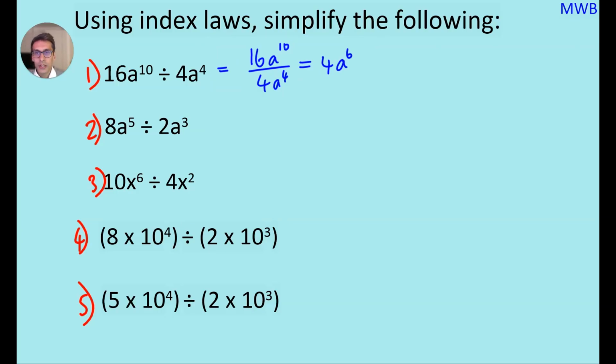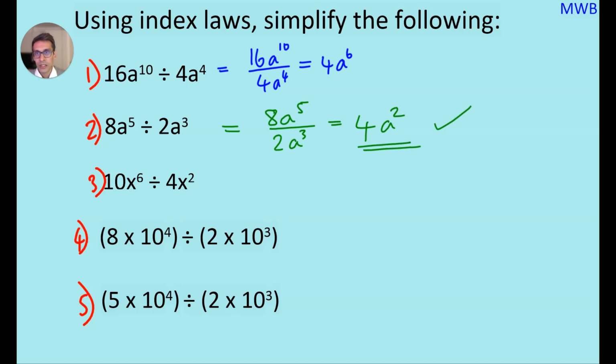First thing we want to do here is write this as a fraction. So this is going to be 8a to the power 5 over 2a cubed. Focus on the numbers first. 8 divided by 2 is 4, and then a to the power 5 divided by a to the power 3 is a to the power 5 take away 3, which is 2. So I hope you got that one right.